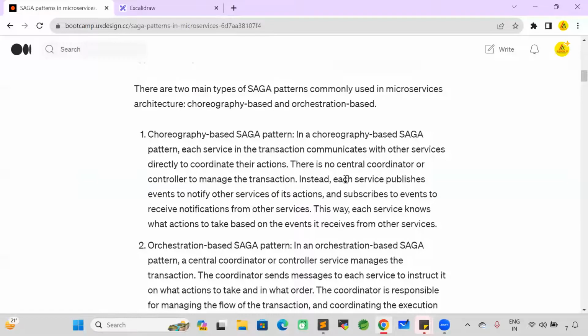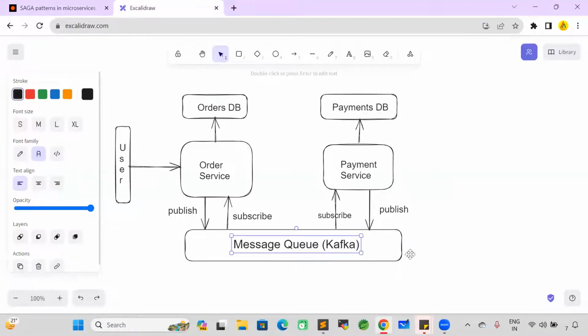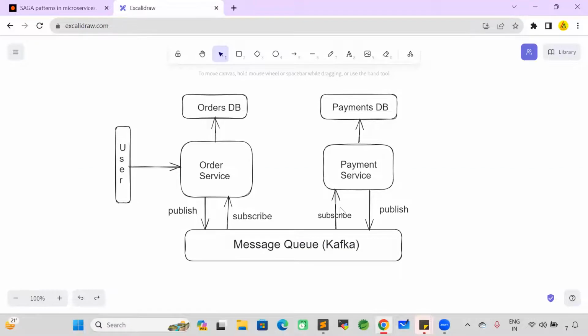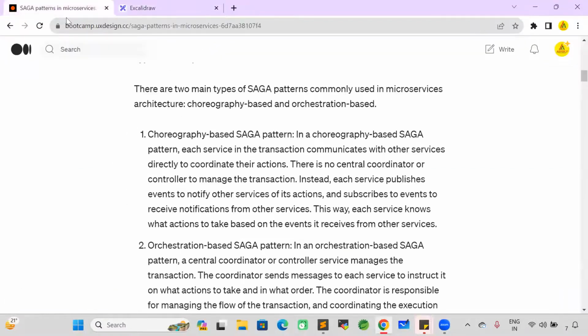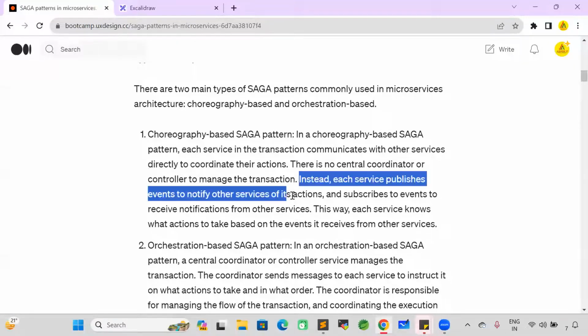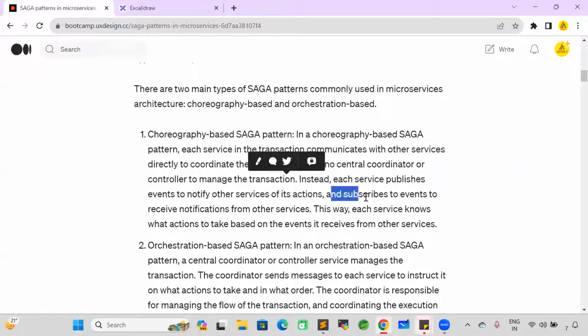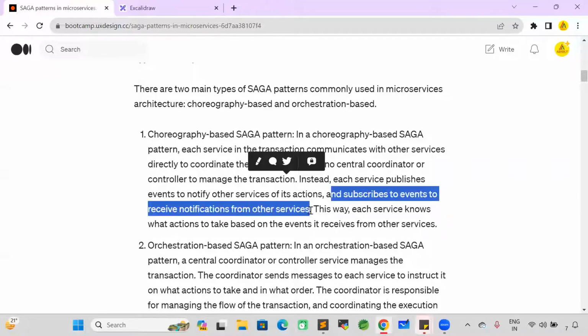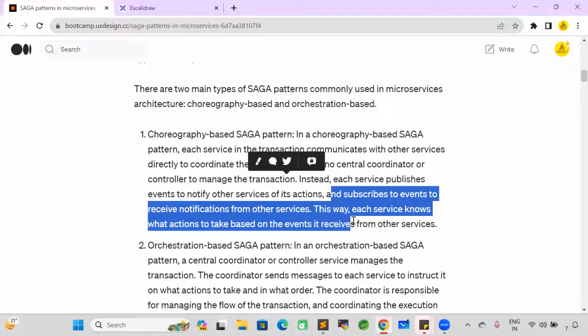So when the operation is completed in one service, it will publish one event to the queue. Then the subscriber will subscribe to that event and perform the operation. So you see here, each service publishes events to notify other services of its actions, and subscribers receive the notification from the service. This way, each service knows what action to take based on the events it received.